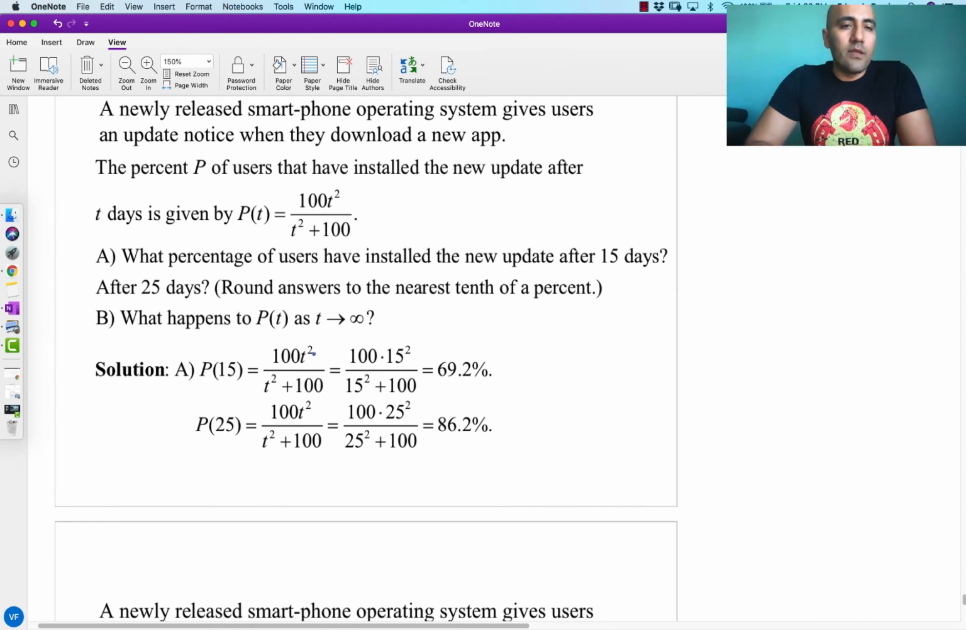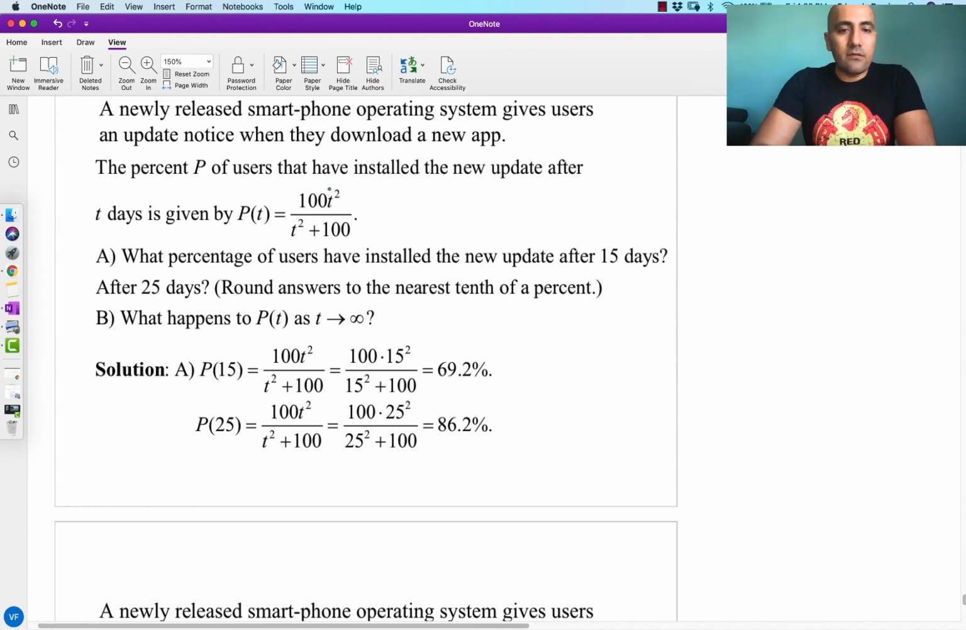Okay, so here's an example. A newly released smartphone operating system gives users an update notice when they download a new app. So the percentage P of users that have installed the new update after T days is given by this function. We input T number of days after the update is available, and then this function will tell us how many people have updated it. So if we let T equal 0, for instance, we end up with 0 divided by 100, which is going to be 0. So on day 0, no one has updated anything.